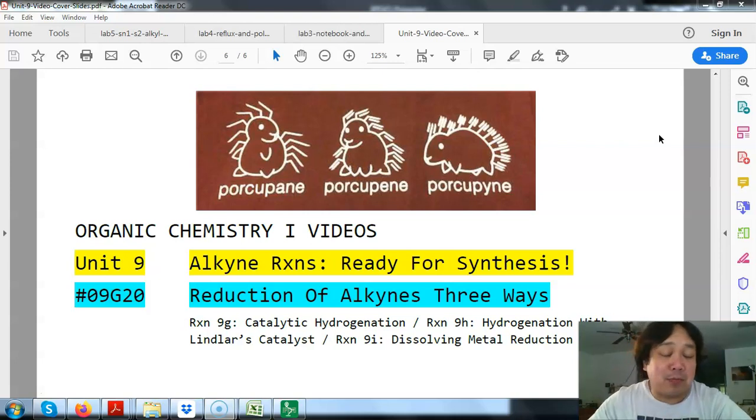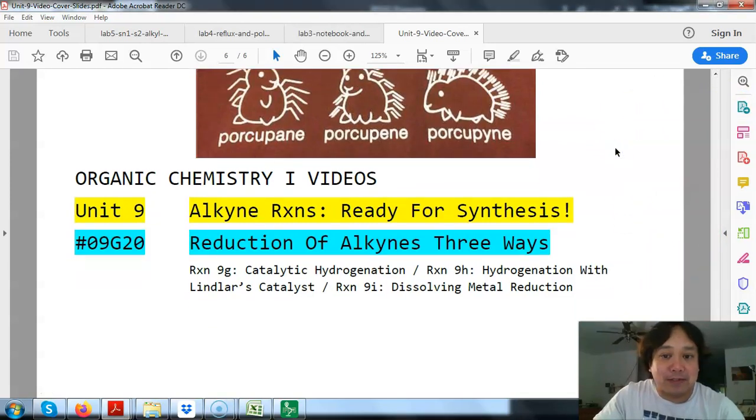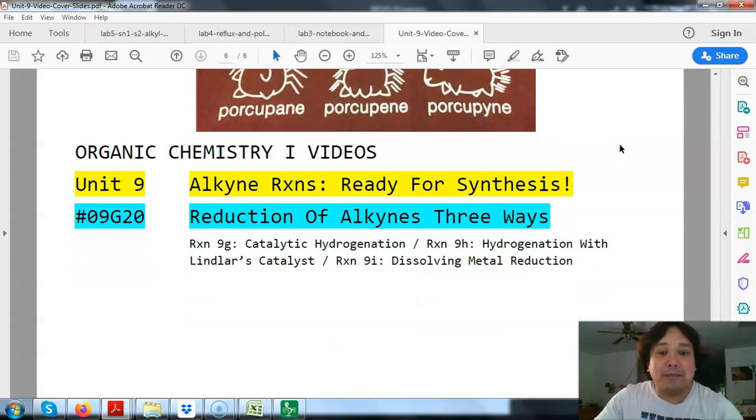Or there's another way to think about this. We are reducing a triple bond down to a single bond, or reducing a triple bond down to a double bond. Okay, so there are 3 reactions. For my class, you're not responsible for any of the mechanisms, but the mechanisms are in your textbook.